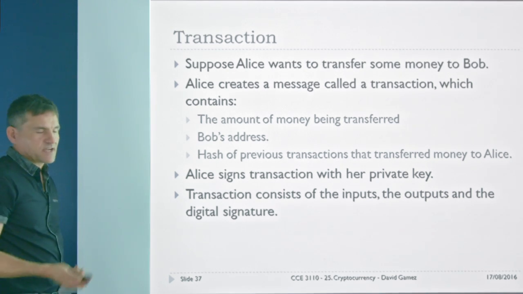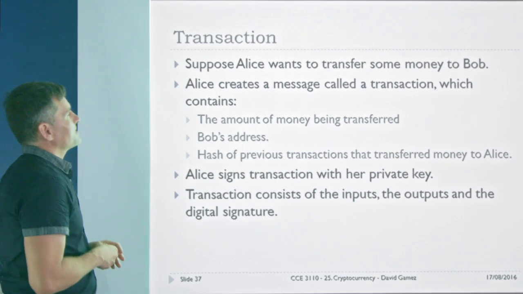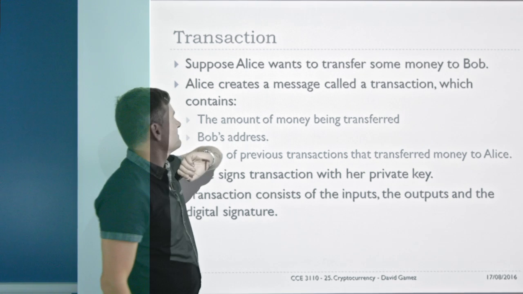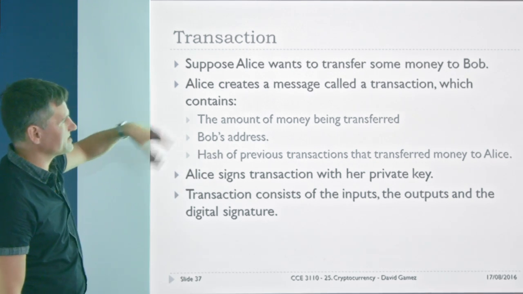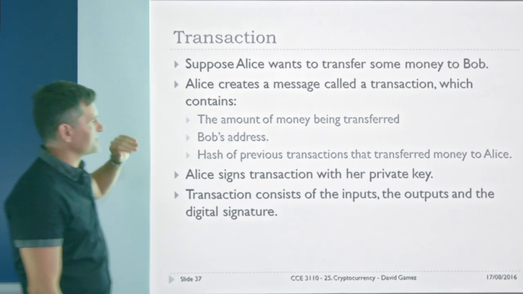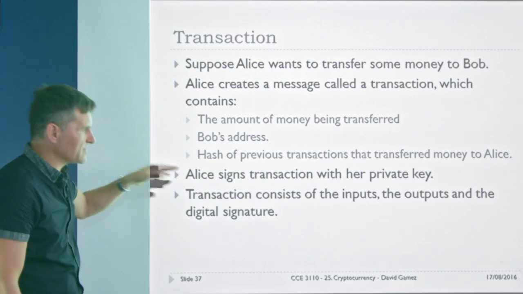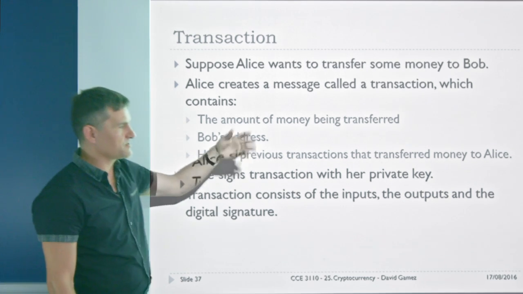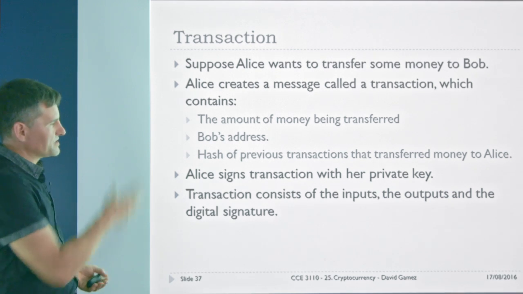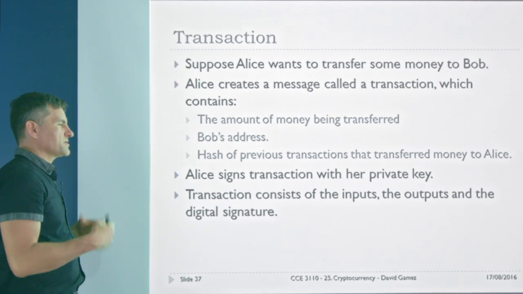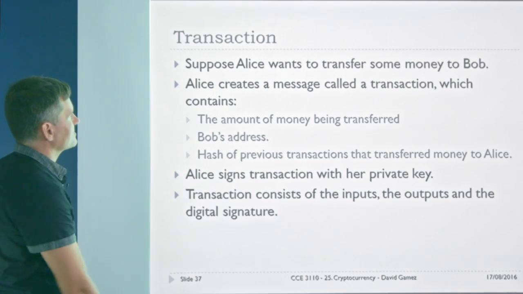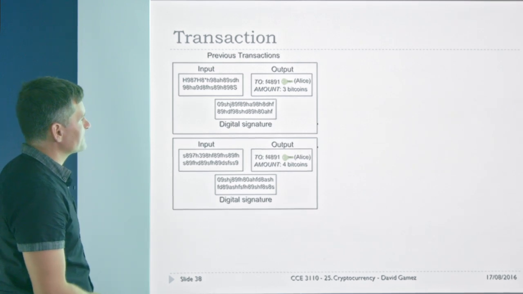Now let's talk about a transaction, because that's the building block for the Bitcoin system. Suppose Alice wants to transfer some money to Bob. Alice creates a message called a transaction. The transaction contains how much money is being transferred, Bob's address, and the previous transactions that transferred money to Alice. Then she signs this transaction, and the transaction is the inputs, the outputs, and the digital signature. So let's explain that in a bit more detail.